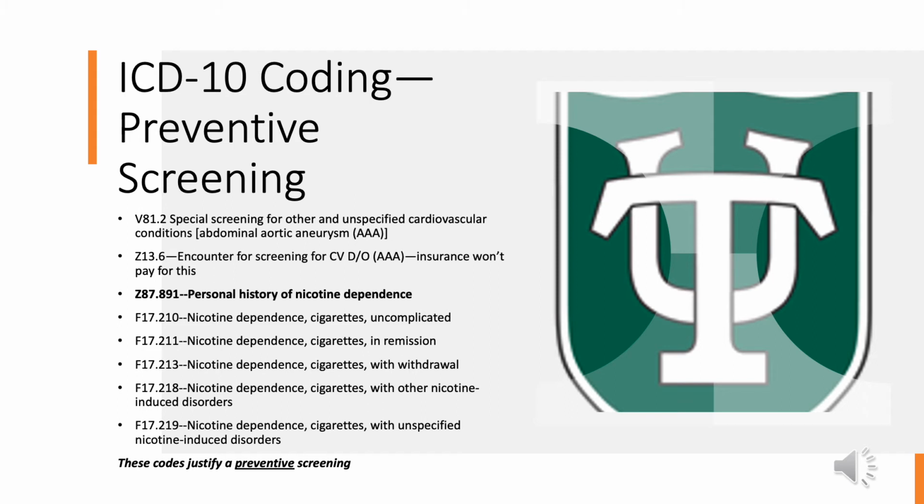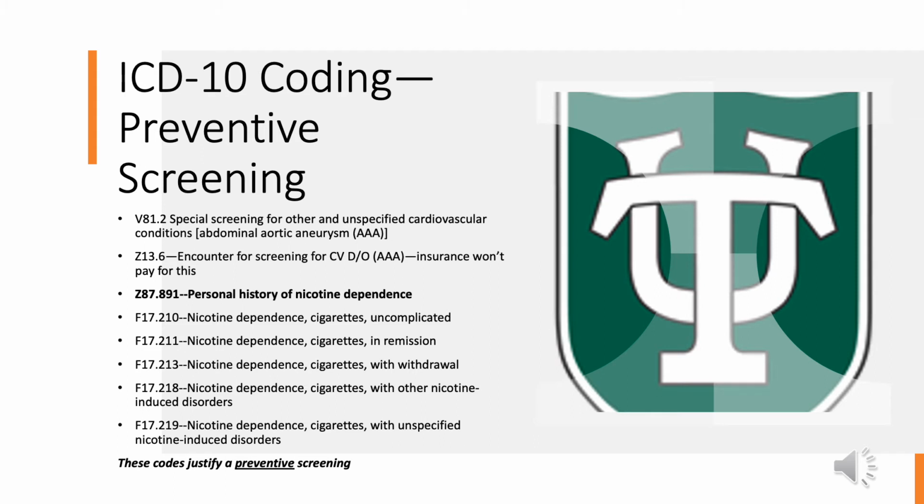The code Z13.6, encounter for screening for AAA, often is not covered, in my experience, although some insurance carriers will cover the V81.2 code, which is a special screening for abdominal aortic aneurysm. Just to make sure it is paid for, you may want to use more than one code as applicable. Again, the codes mentioned in this slide help justify a preventive screening, not a diagnostic screening.